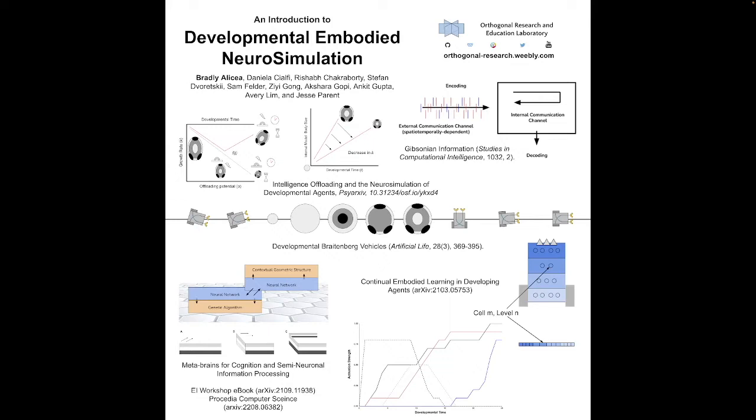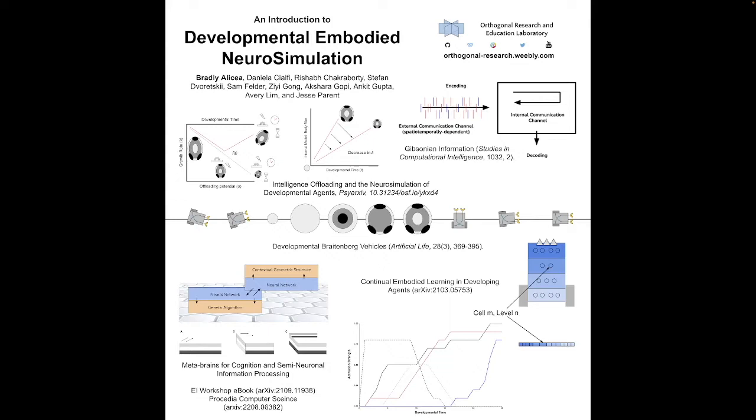So the first thing that we include in this paradigm is something called Gibsonian information. You can see the diagram there where we have something in the environment. It's an external communication channel. It's spatiotemporally dependent information. Sometimes that's encoded in affordances. Sometimes it's just encoded in the structure of the environment. But in any case, that's encoded as a probability distribution, and it's sensed by the organism.